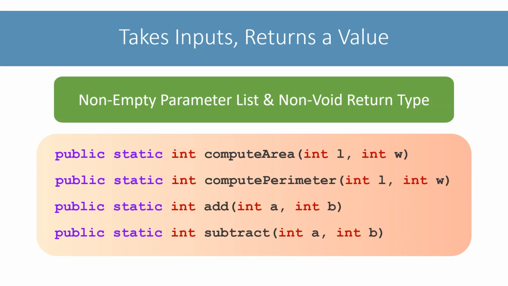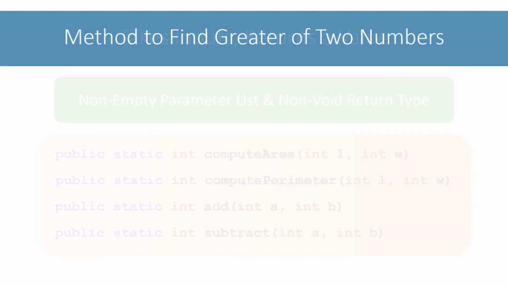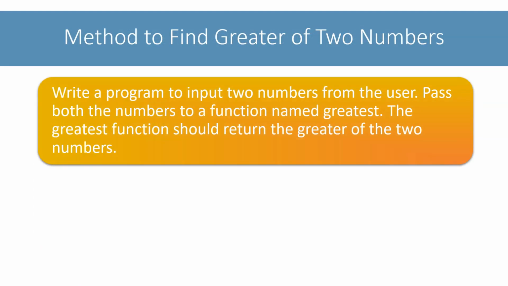The problem statement of our first program is this. Write a program to input two numbers from the user. Pass both the numbers to a function named greatest. The greatest function should return the greater of the two numbers.